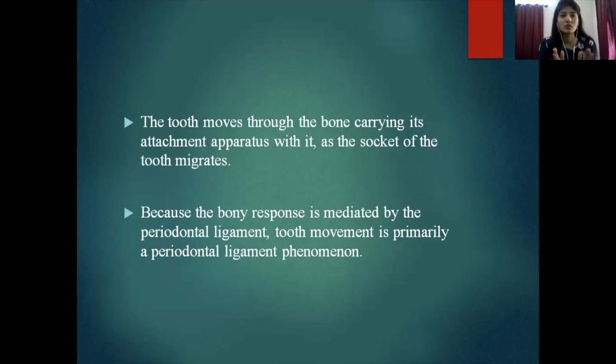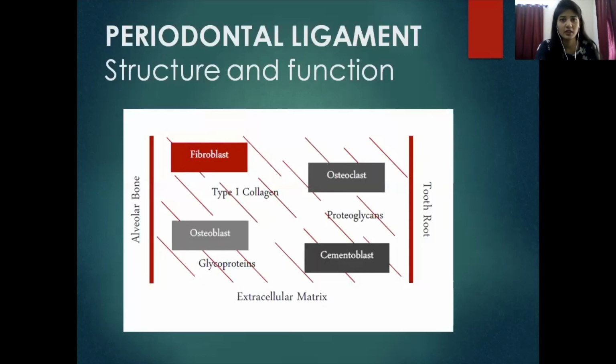That is, the tooth is going to move along with its periodontal ligament and its alveolar socket as it moves in the bone. Because the bony resorption is mediated by the periodontal ligament, tooth movement is primarily a periodontal ligament phenomenon.